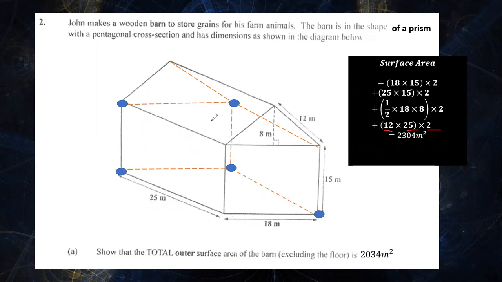The area of one side is going to be 12 by 25, but there are two sloping sides, this side and this side of the back. So it's going to be 12 by 25 by 2. And you do get 2,304 meters squared. Go ahead and stop the recording for a second and verify that.